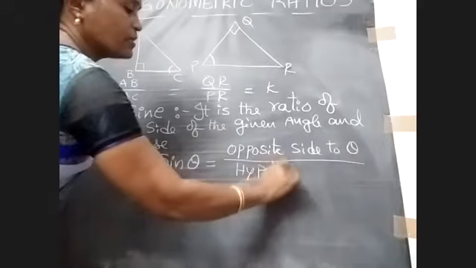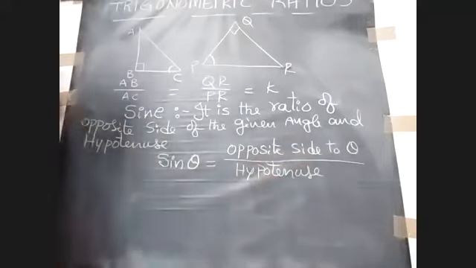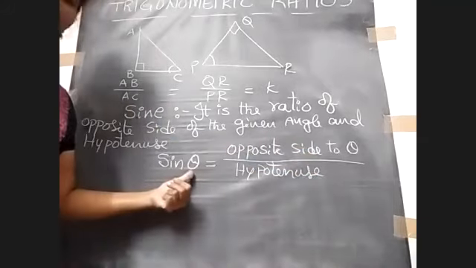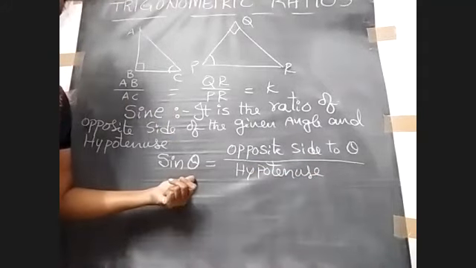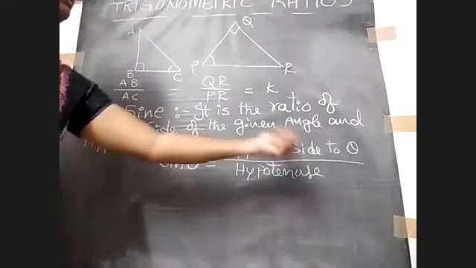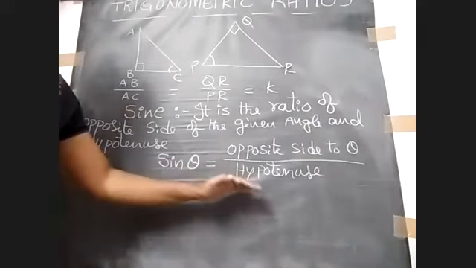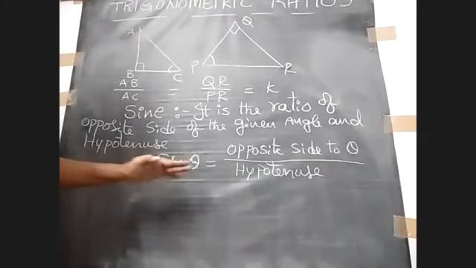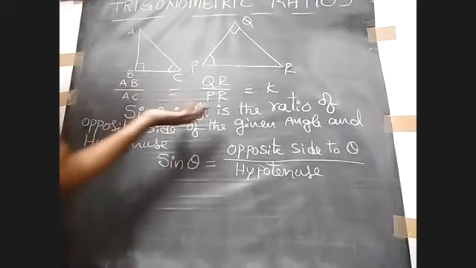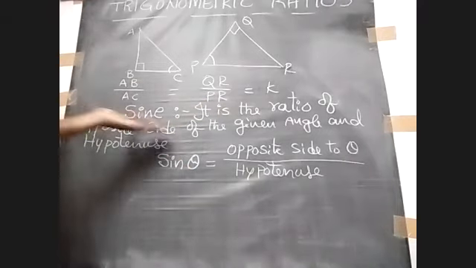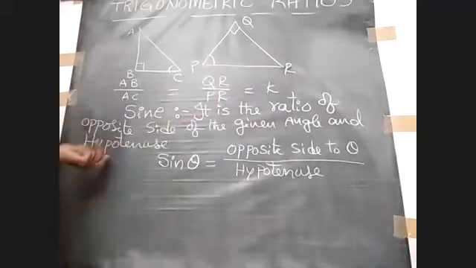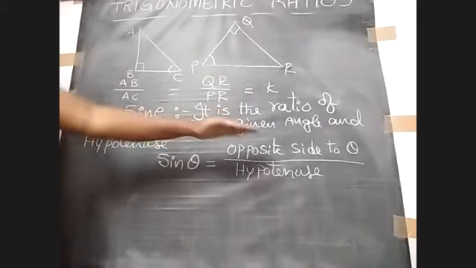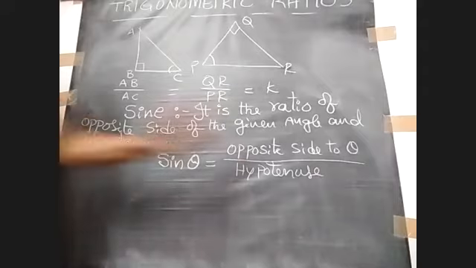So it is a ratio. What is that ratio? Opposite side to the given angle. So here we are given theta. So opposite side to theta divided by hypotenuse. It is sine theta. So what is the definition of sine? It is the ratio between the opposite side of the given angle and the hypotenuse. Okay. So sine theta is equal to opposite side to theta by hypotenuse.